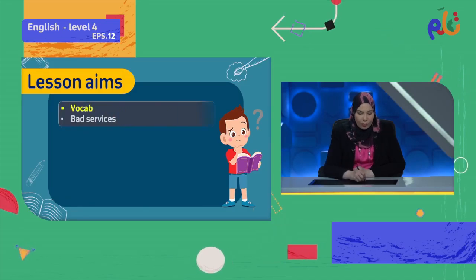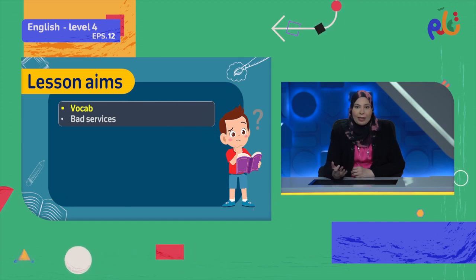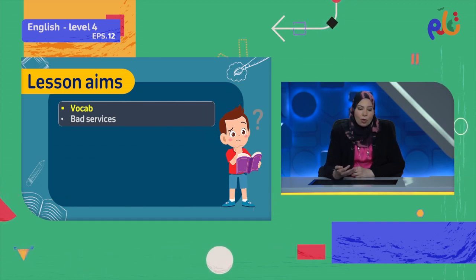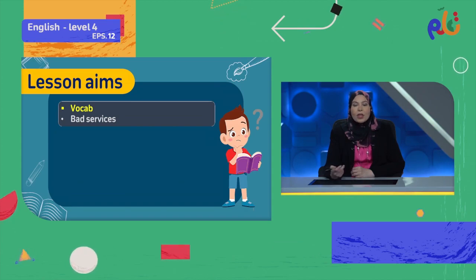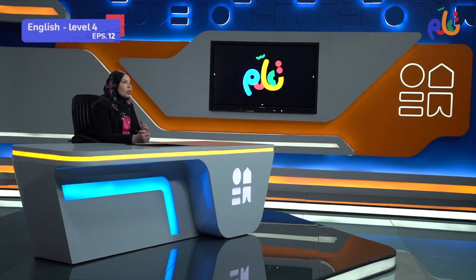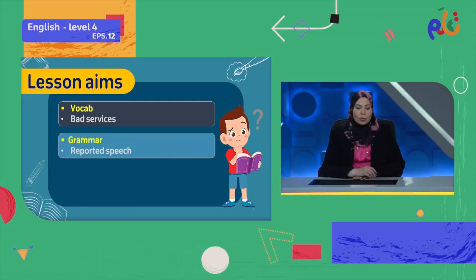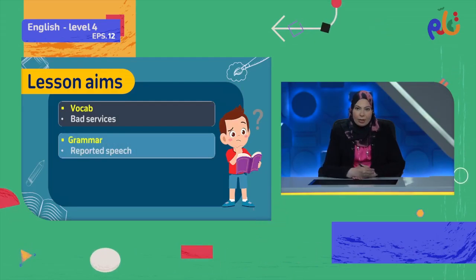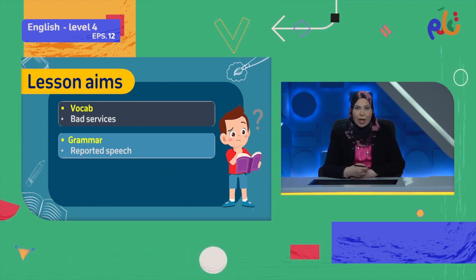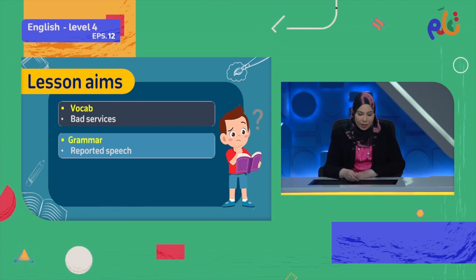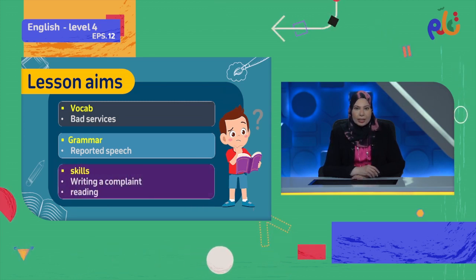So first of all, we're going to learn vocabulary, and for the vocabulary we're going to look at bad services. So we're going to see how we can describe any problem with any bad service. So this is the important part that we will need to use when we speak about complaints. The second thing that we're going to speak about is grammar. And for grammar, we're going to speak about reported speech. And we will need reported speech for the skills that we're going to learn today.